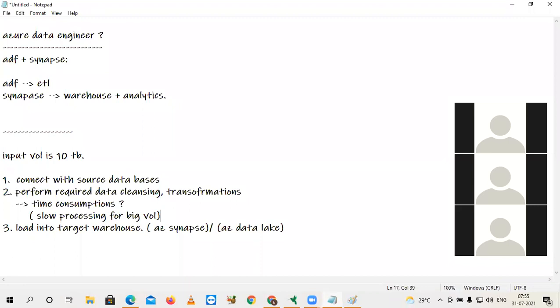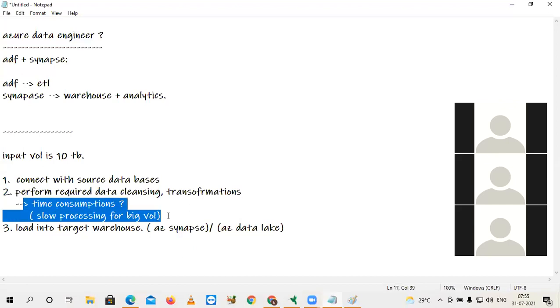This ADF is good if the data volume is less. But if the daily data volume is 10 terabytes for your organization, and you really try to perform transformations using ADF, it may take days. Suppose I want to do some big transformation, and after 1 hour I want to take a decision based on the data. But if processing takes 1 day or 2 days, when will I take the decision about my business?